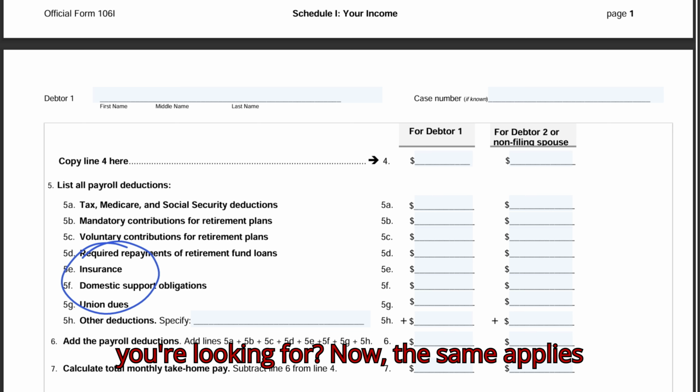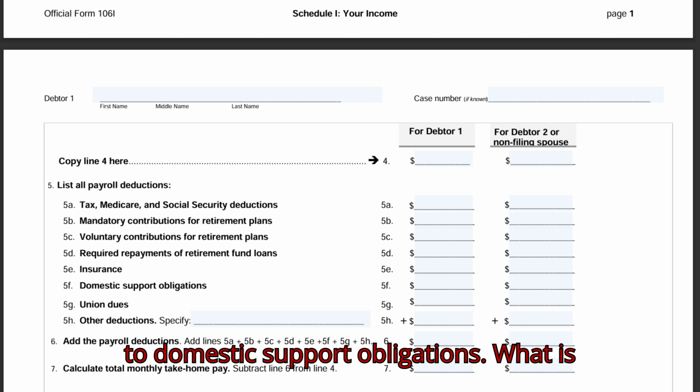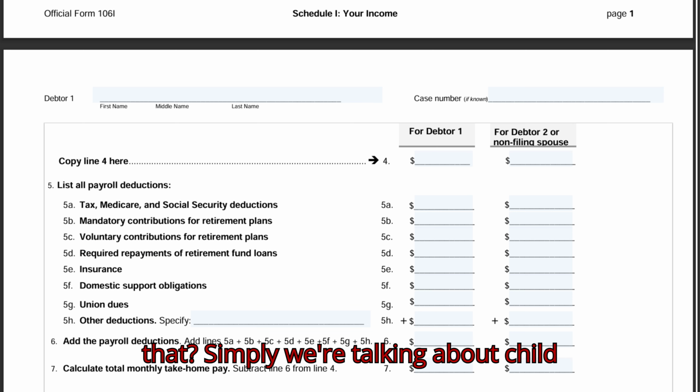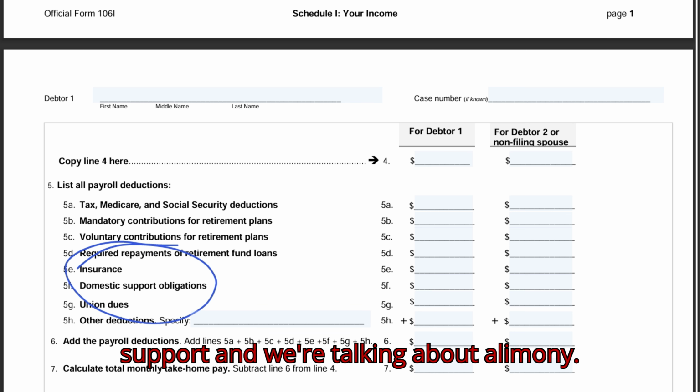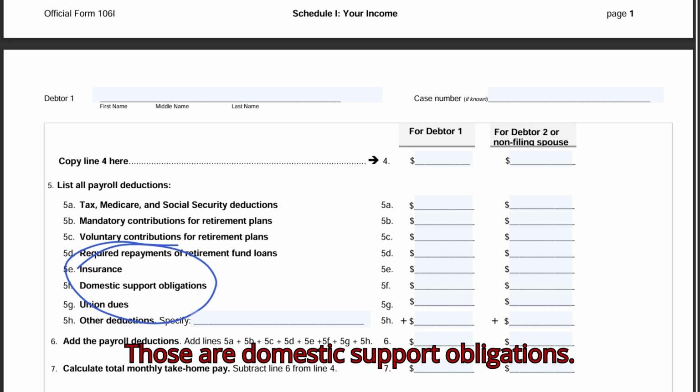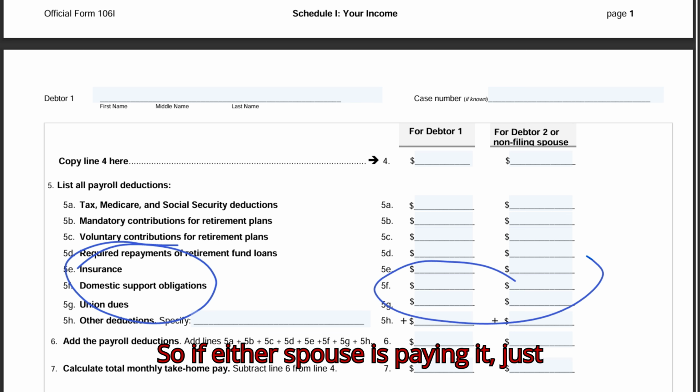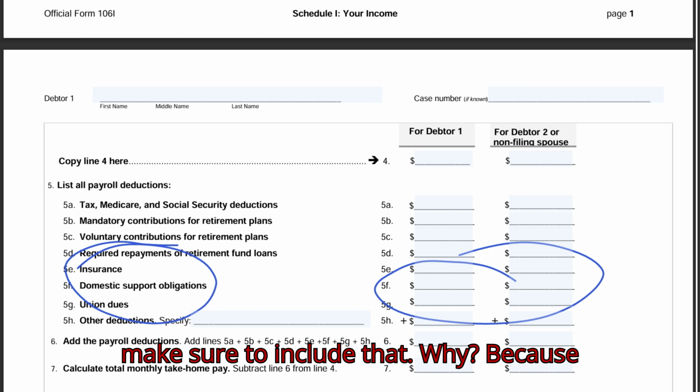Now, the same applies to domestic support obligations. What is that? Simply, we're talking about child support and we're talking about alimony. Those are domestic support obligations. So if either spouse is paying it, just make sure to include that.